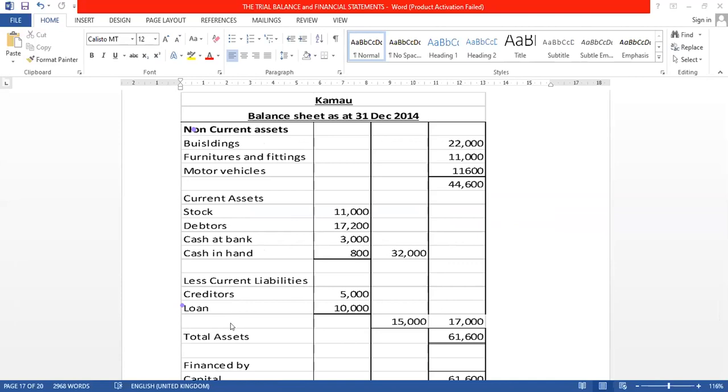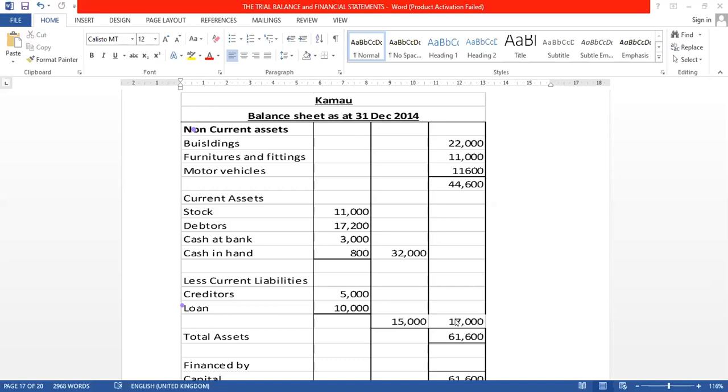How many liabilities have you identified in the working? We have two. One is for the creditor at 5,000, and the other one is for loan at 10,000. You will get a total of 15,000. Then you say total current assets minus total current liabilities. That is 32,000 minus 15,000 to get 17,000, which is the net working capital. You get 17,000, right?